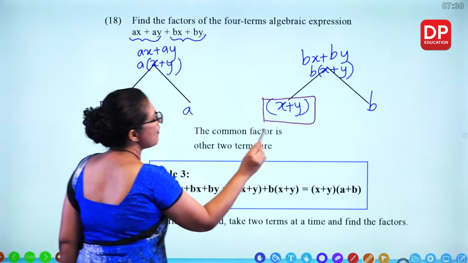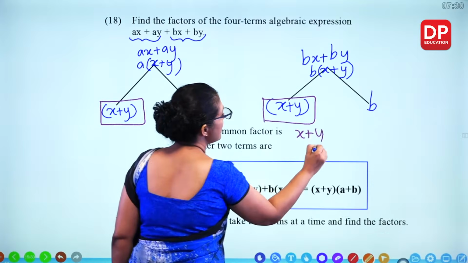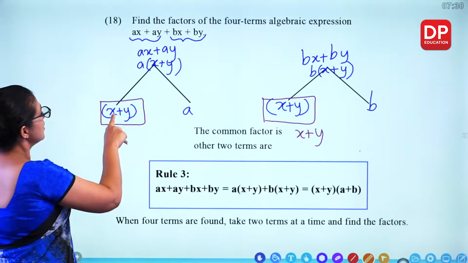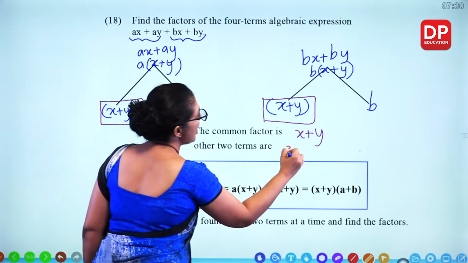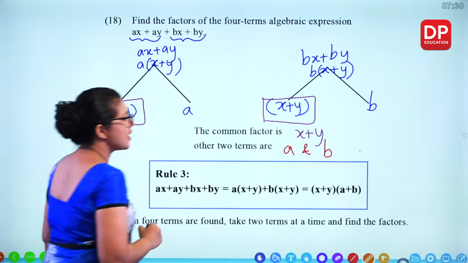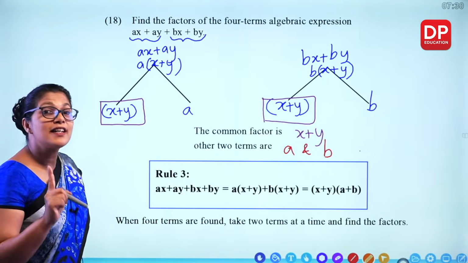So, here the common factor is x plus y. What are the other two terms? The other two terms are a and b. Now, you are learning the third rule.